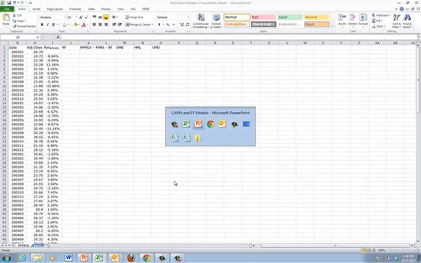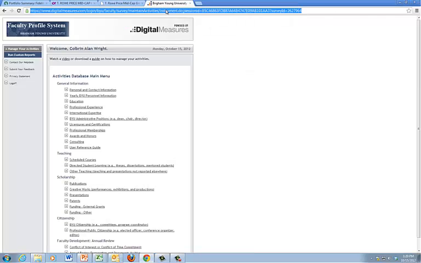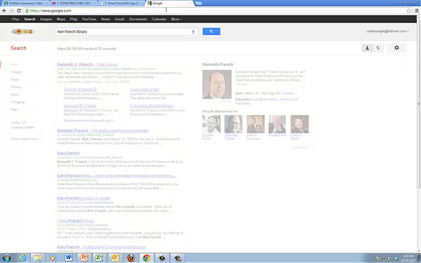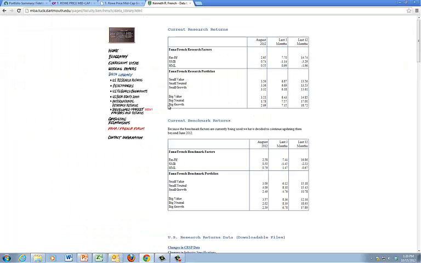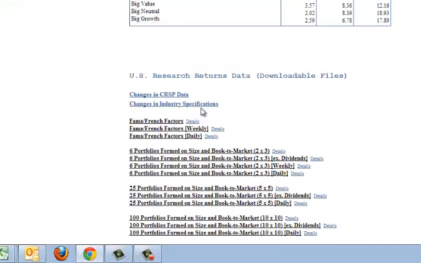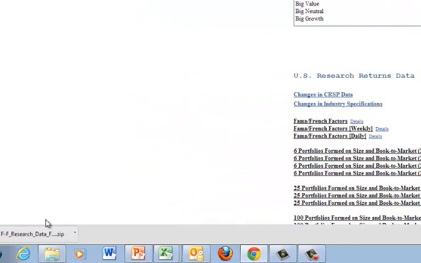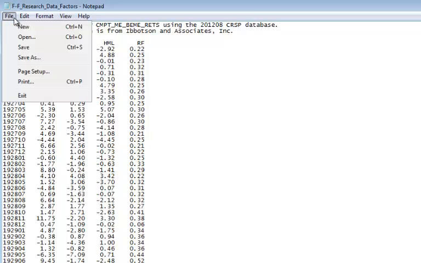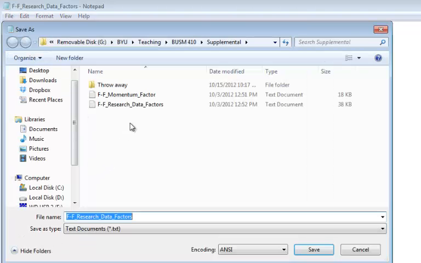So let's go ahead and get the data that we need from the Ken French library. Now remember, if you just Google Ken French library, it'll pull up. There it is right there. And SMB, HML, those will be right here in the Fama French factors. So if you just click on Fama French factors, open that up and pull it up. Remember, that's in text format. So all you want to do is save that, save it somewhere. So here's the Fama French factors. I'm just going to save them there.